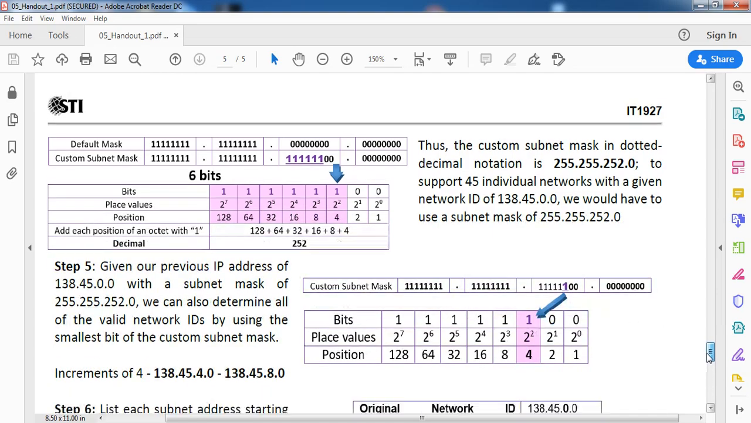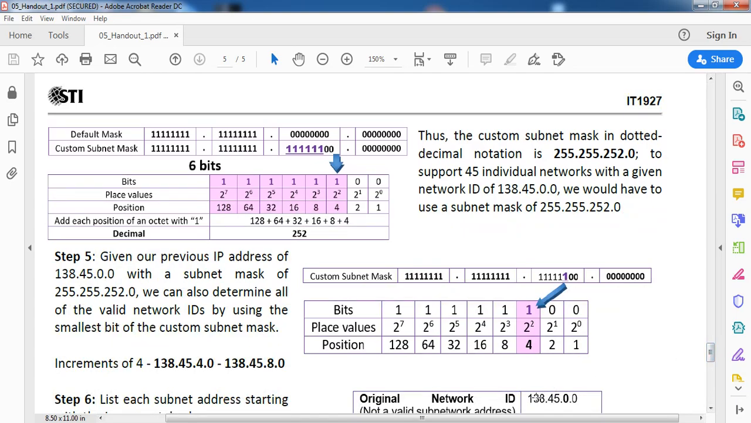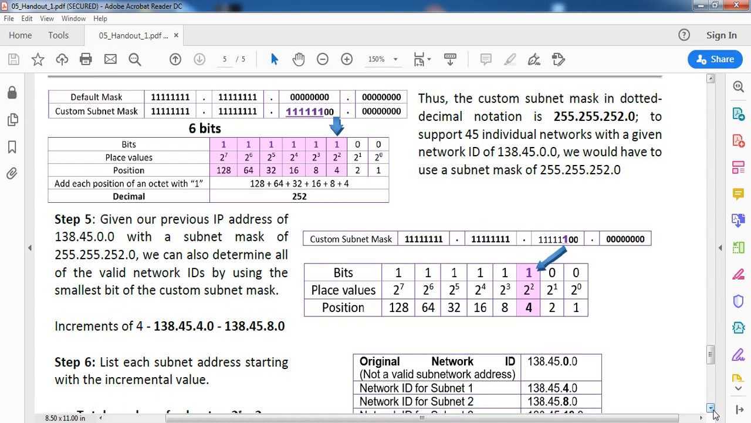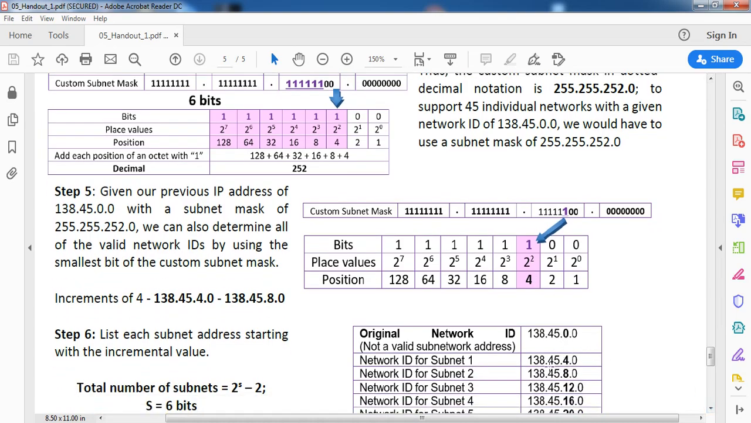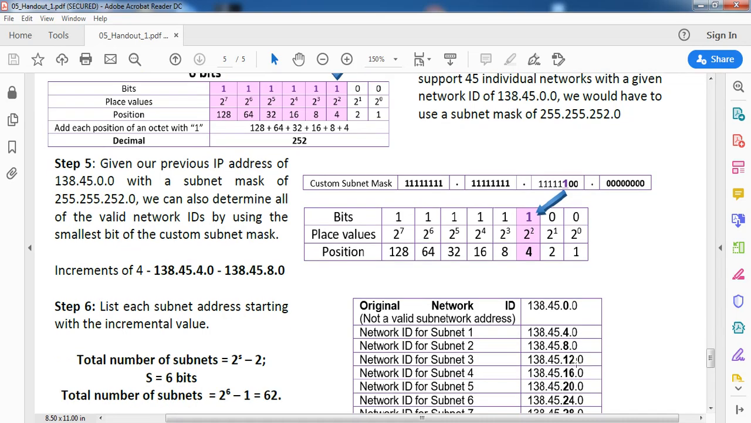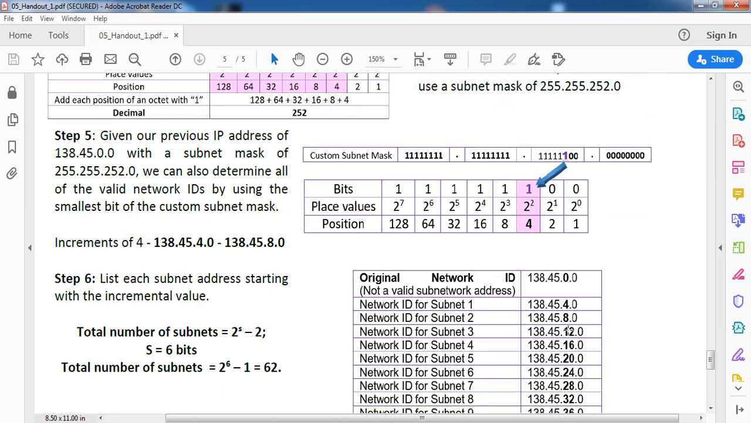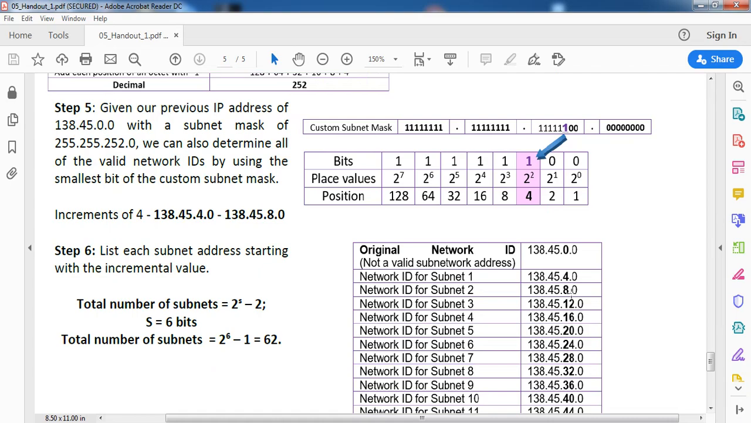So for example, our original network ID without subnetting is 138.45.0.0. But with subnetting, the first subnetwork would have 138.45.4. Then we increment by 4 again. So we have 8. Then we have 12, 16. So there is an increment of values of 4.